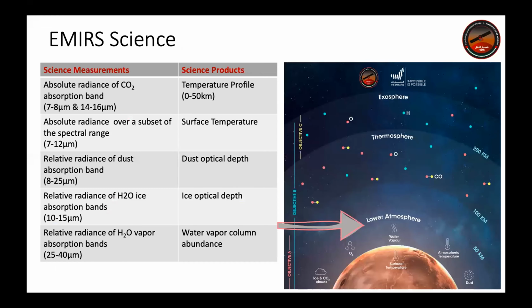When it comes to the science of each instrument, first we have the EMIRS instrument. This is when we're looking specifically in the lower atmosphere, and the EMIRS instrument will give us scientific products that include the temperature profile. So we're looking at atmospheric temperature, surface temperature, the dust optical depth, the ice optical depth, as well as water vapor.